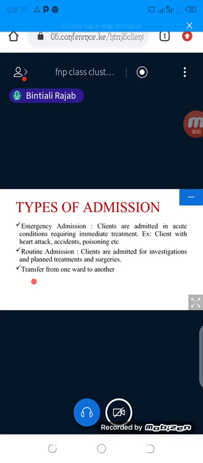And then there's transfer from one ward to another. This is where you are admitting a patient, but the patient has been in the hospital. Maybe the patient was in the medical ward, but now the patient has been transferred to the surgical ward. As the nurse in the surgical ward, you will be admitting that patient into your ward. So the patient might have been in the hospital, but has been transferred from one ward to the other.